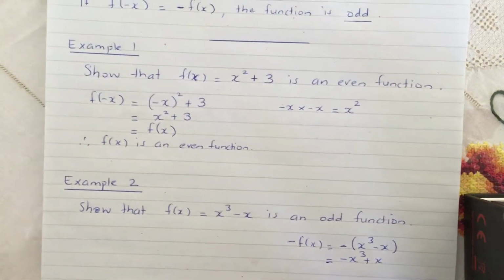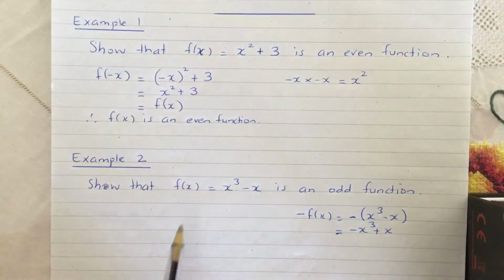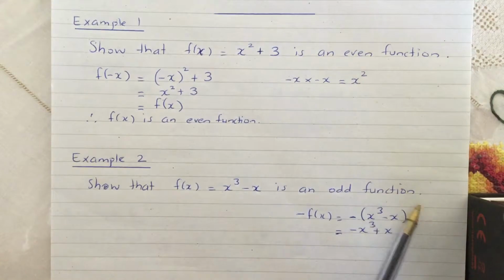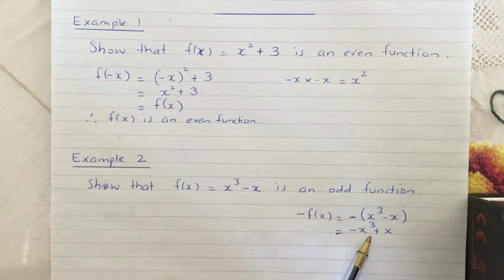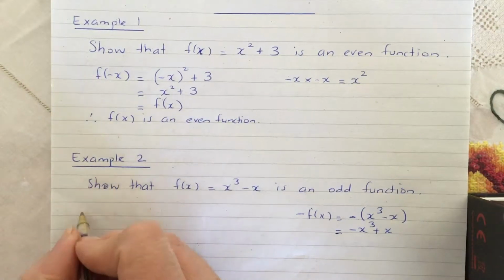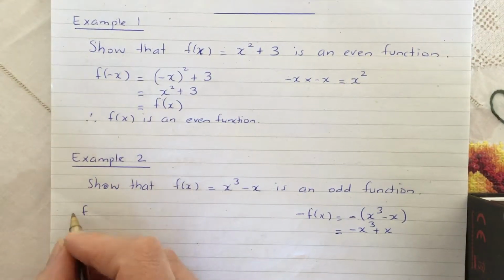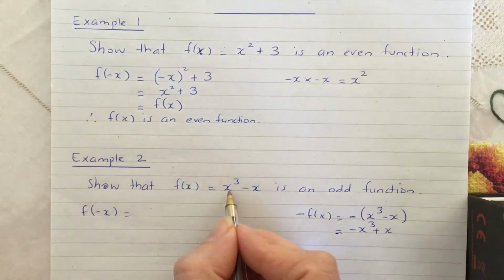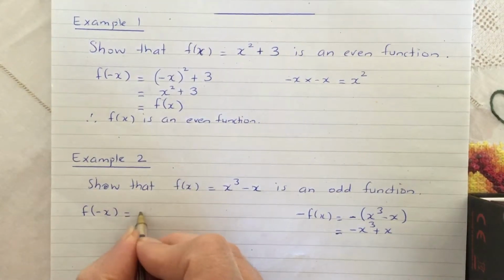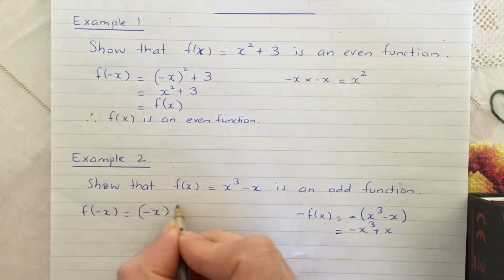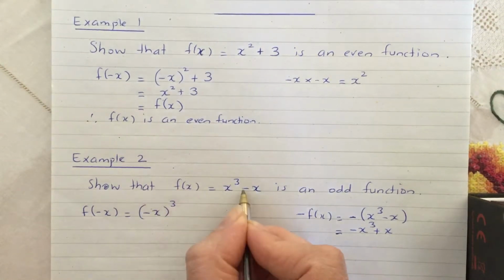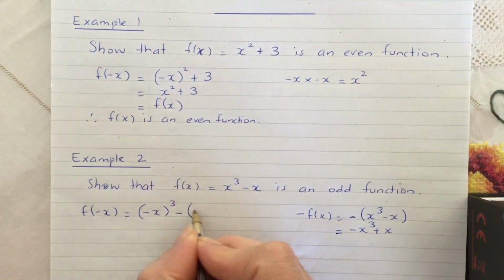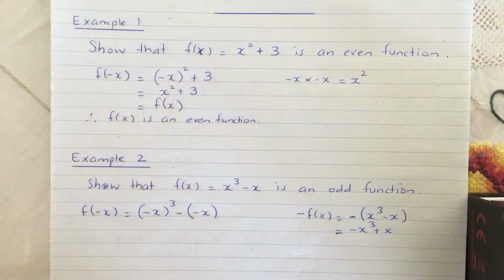The question's saying show that the function is odd, so we should end up with this. If you don't end up with this, you've done something wrong. Let's have a look. Again, we start off always the same way. We are substituting minus x into x. So we're going to write minus x all cubed minus, again, bracket, minus x. You see what I've done?